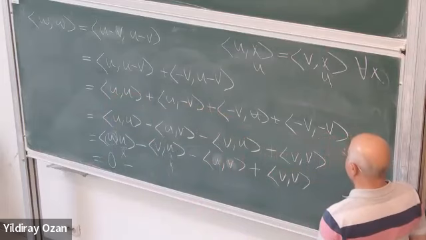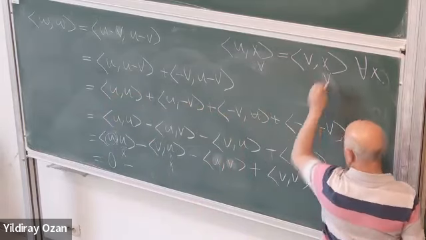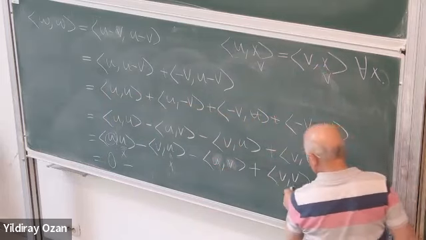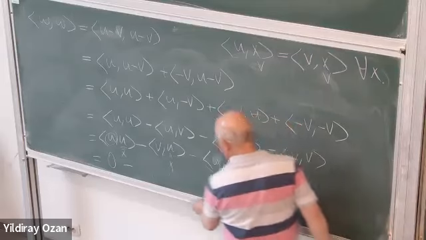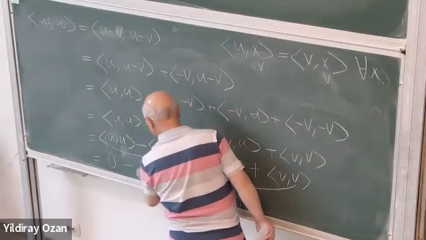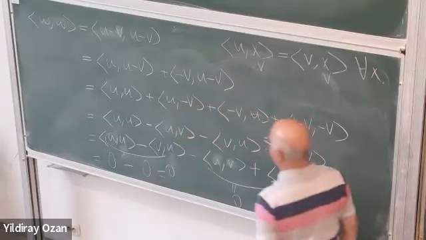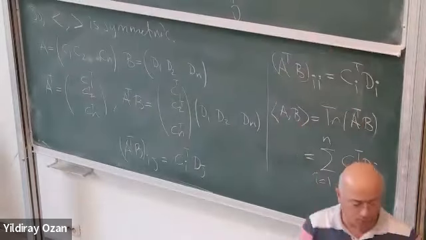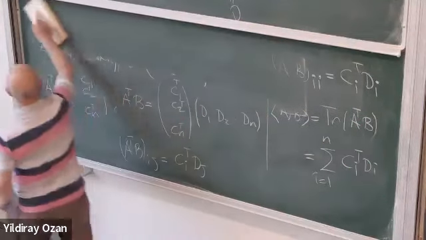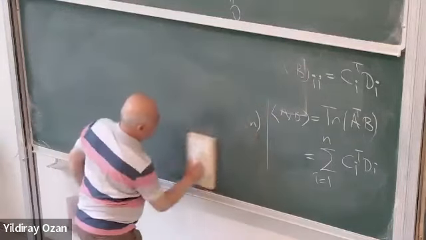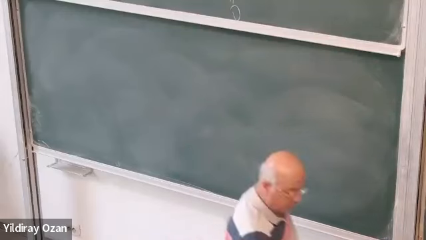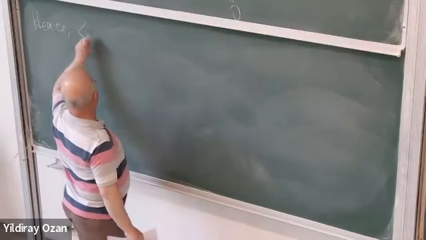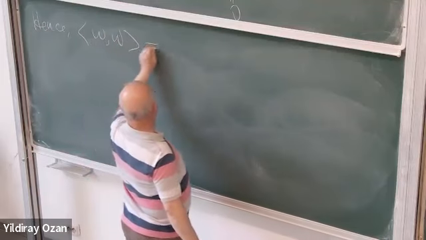And here, just let x equal u. So u dot v and v dot v. One of them is minus, the other one is plus. Therefore, this thing is also zero, right? So this thing is zero minus this thing is zero, we get zero. So the inner product of W with itself is zero.